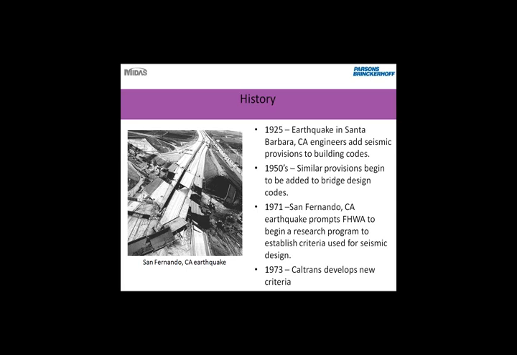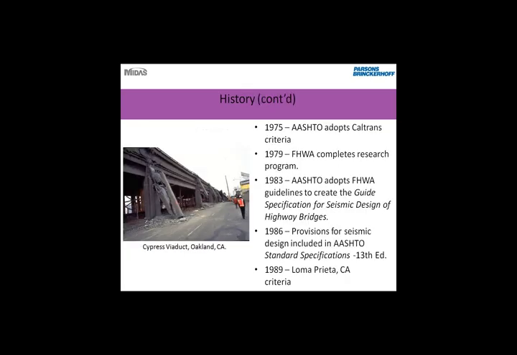1973, Caltrans begins developing new criteria. Caltrans has really been leading the way as far as the state agencies go in developing seismic criteria. They're really cutting edge compared to some of the agencies across the country. Okay, 1975, AASHTO adopts some of the criteria from Caltrans. And then in 1979, FHWA finishes their research program.